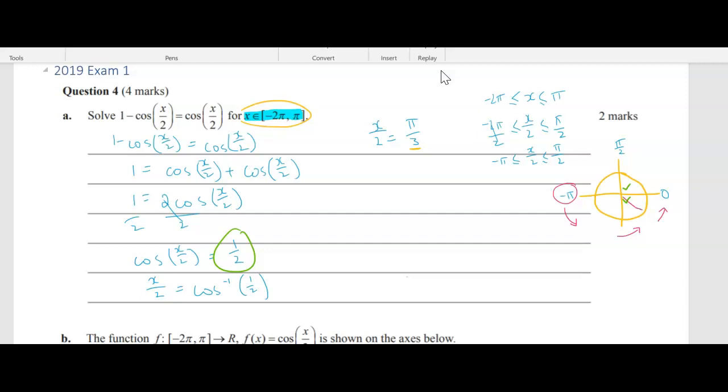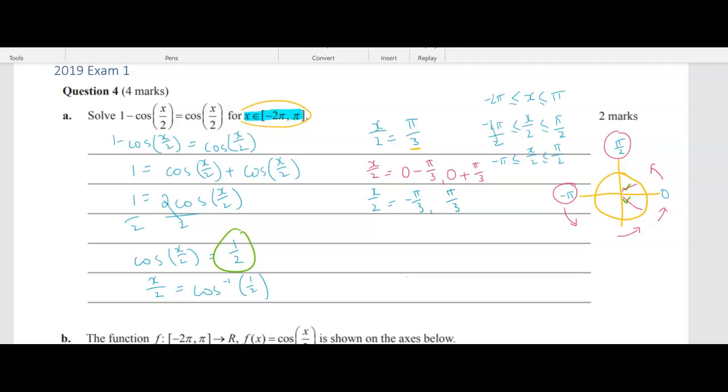So our first solution is going to be at x on 2 equals 0 minus pi on 3. And then our next solution, if we keep going around, is going to be at 0 plus pi on 3. And we're stopping at pi on 2. Okay, so I stop here. Now, remember, we've done quite a few of these, so I'm just going to tidy it up. So we've got negative pi on 3 and pi on 3.